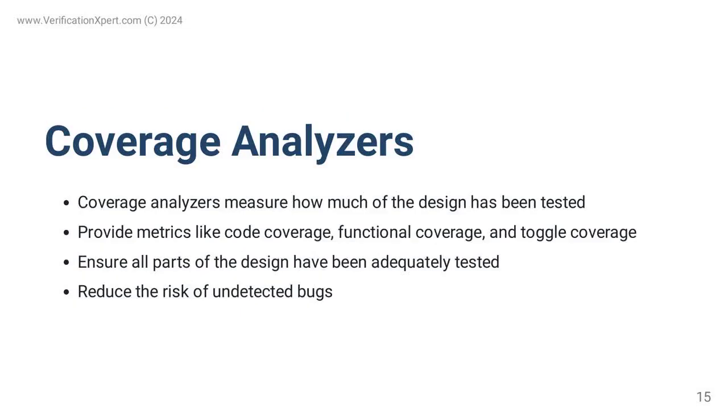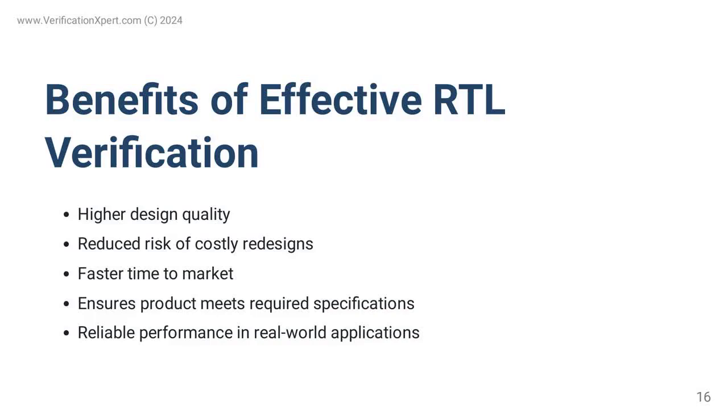Coverage analyzers measure how much of the design has been tested. They provide metrics like code coverage, functional coverage, and toggle coverage. These metrics help ensure that all parts of the design have been adequately tested, reducing the risk of undetected bugs. Effective RTL verification offers numerous benefits. It results in higher design quality, reduced risk of costly redesigns, and faster time to market.